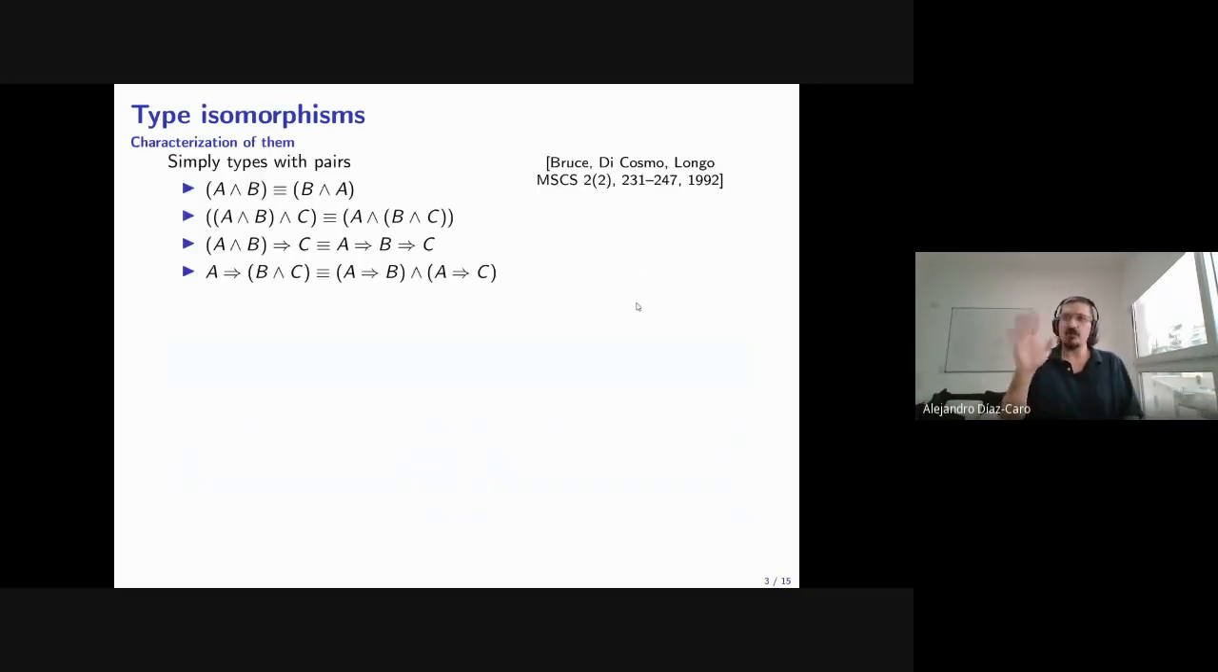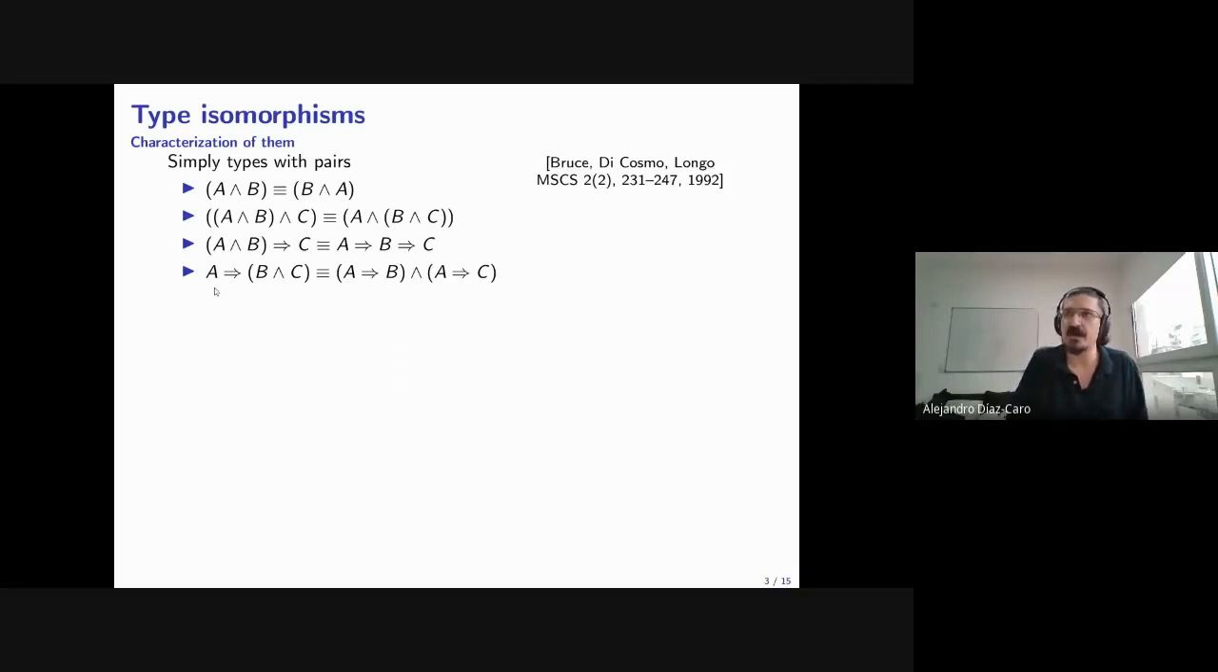In particular, if you only take the conjunction and the implication, these four isomorphisms are all the isomorphisms that you can have with only these two connectives. Okay, and this has been proven by Bruce, Di Cosmo, and Longo in '92: if you only take conjunction and implication in intuitionistic logic, then the only isomorphisms that you can have are these four. All the other isomorphisms that you could have are just a combination of these.